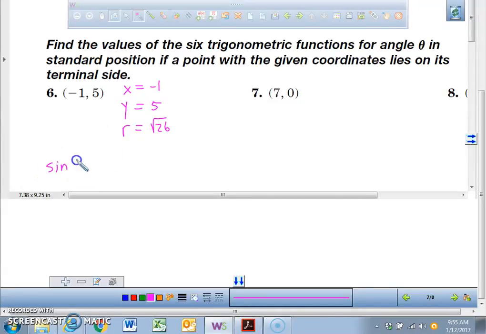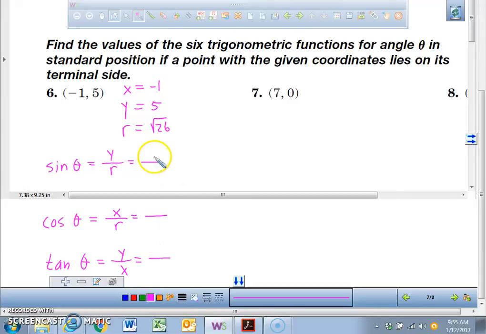Here we go. Right? Sine of theta. Cosine of theta. Tangent of theta. Sine, cosine, tangent. We're going to start with the basic 3. Y over r, x over r, y over x. We're going to start with the 3. Adam, do the first one. Joshua, do the second one. And I'll do the third one. All right, Adam, go.